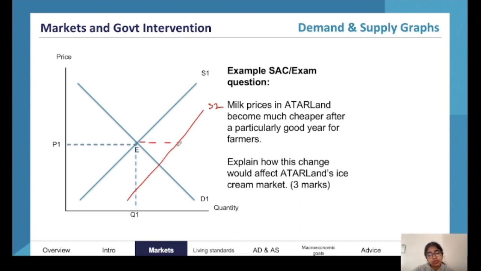This means that because of the surplus, suppliers lower their prices to clear their stock. This results in a new quantity supplied, and at a lower price. Terrible writing here. There we go. All right, so that's how this would affect the ice cream market. At the end of the day, there will be more ice cream sold, but at a lower price.